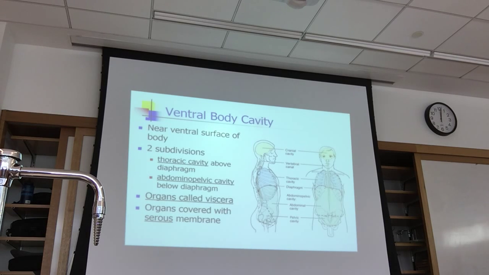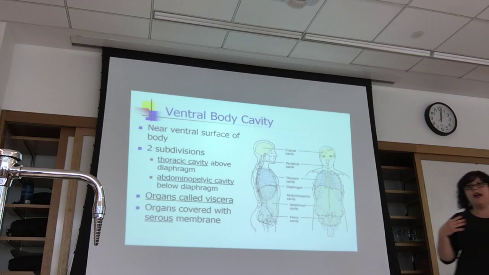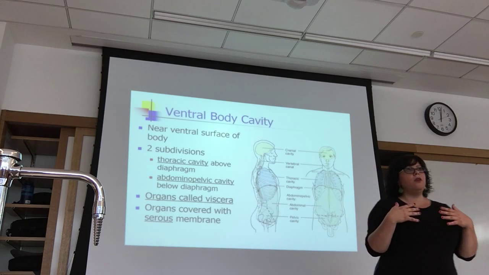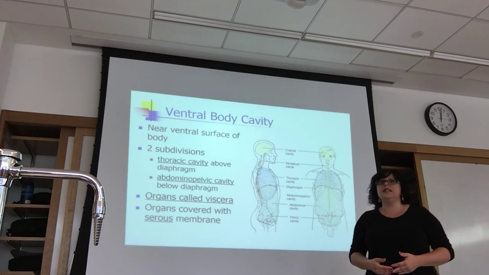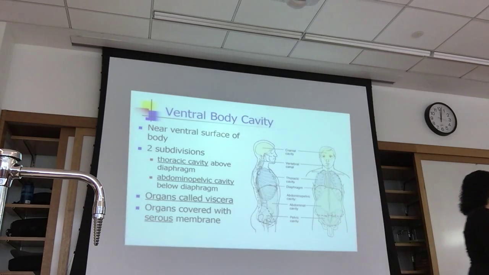We've got the thoracic body cavity. Think of the thorax. Your lungs are inside of the thoracic body cavity. Your heart, for example, is inside of that thoracic body cavity. And then below that is the abdominopelvic body cavity. Abdominal and pelvic, two parts to that one.